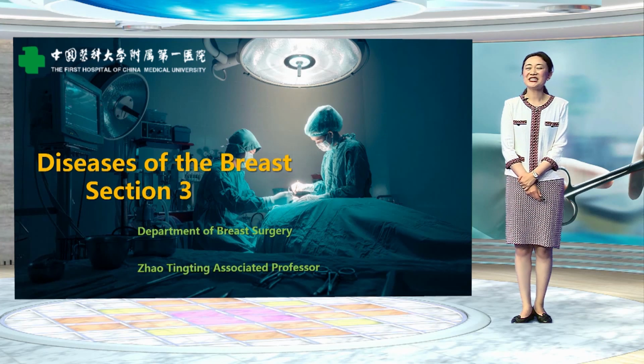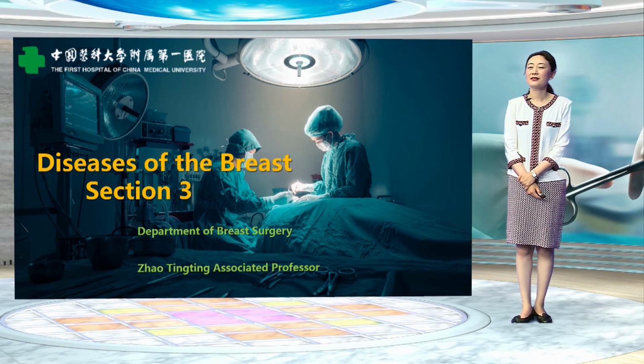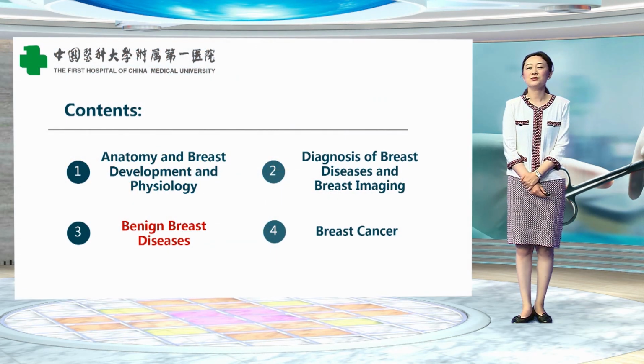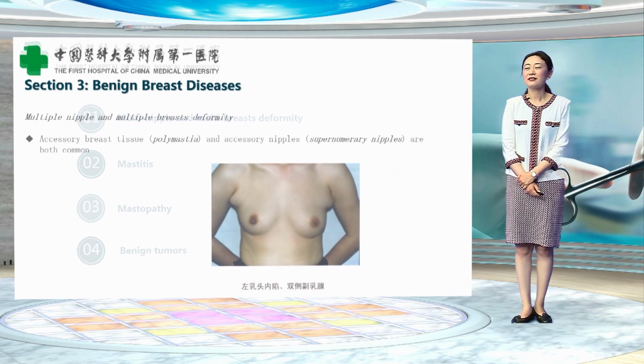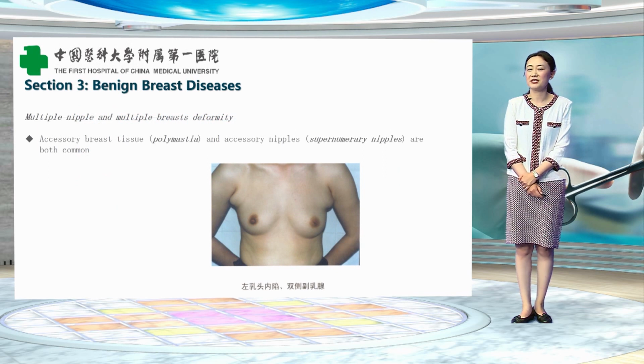Welcome to my class, and today we are going to learn section 3 of the diseases of the breast. Today's lesson includes the benign breast diseases and sarcoma of the breast. The first kind of disease we call multiple nipple and multiple breast deformity.